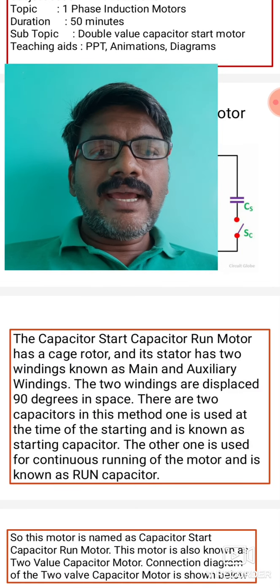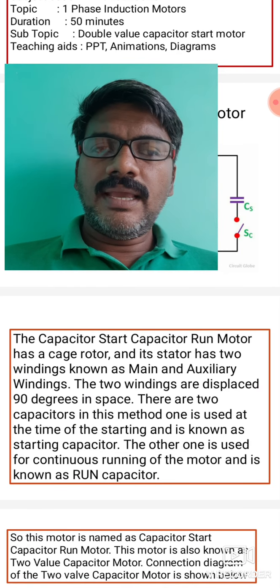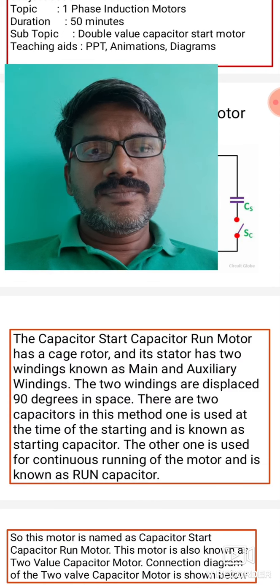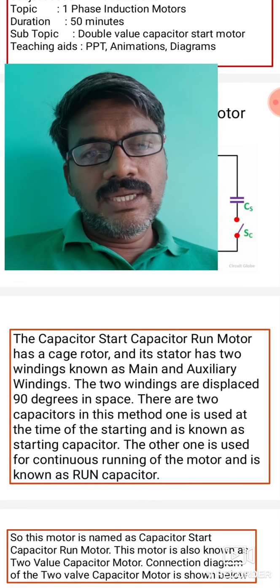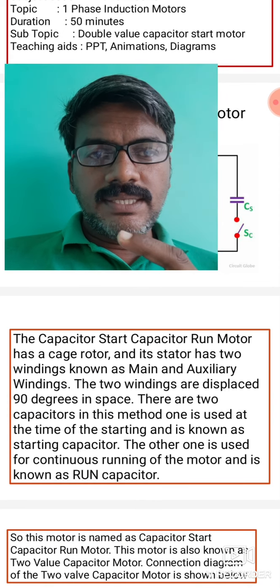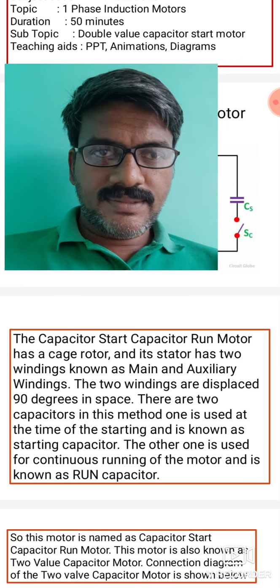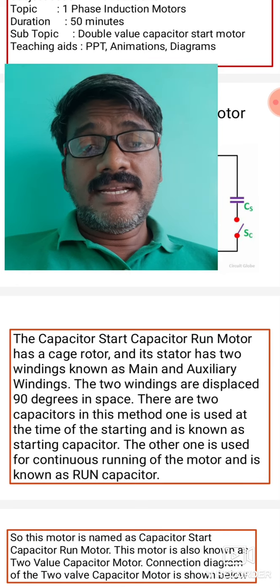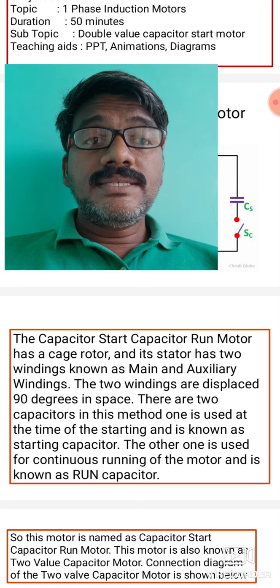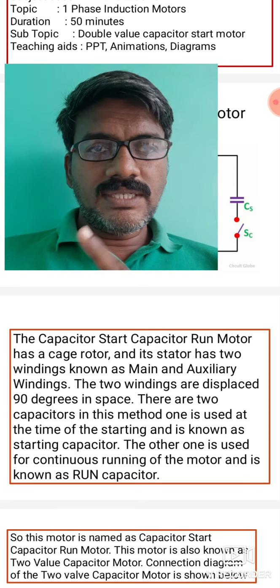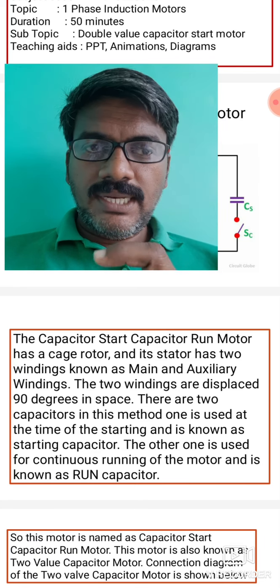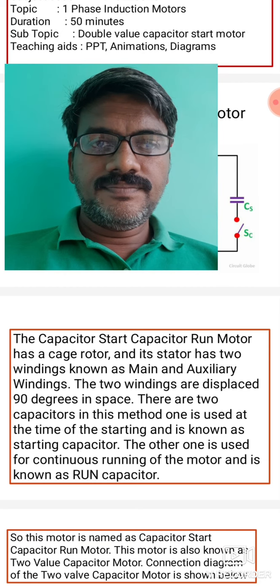And its stator has two windings known as main and auxiliary winding. And one more important thing is the two windings are displaced 90 degrees in space. That is an important point. Spatially they are 90 degrees phase shifted, right?